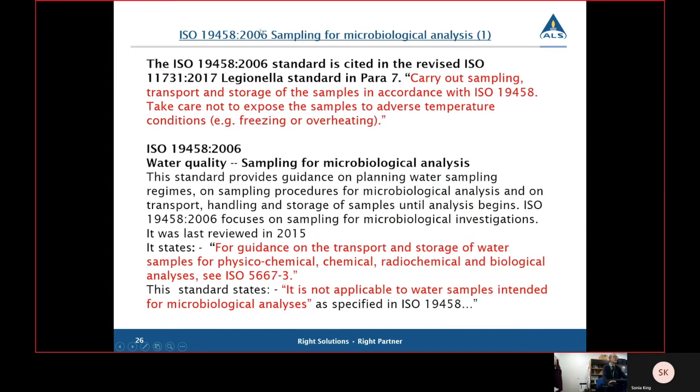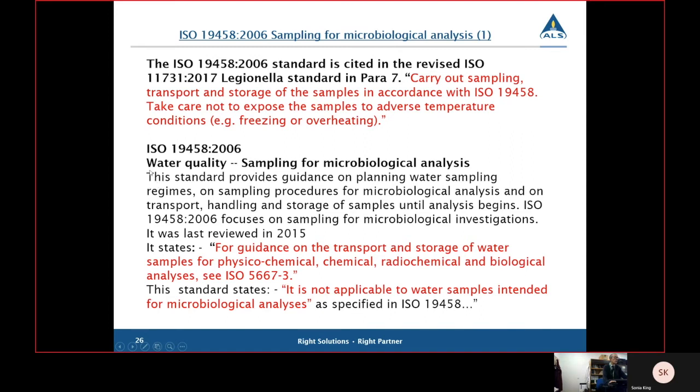So somebody got the idea that EDTA, it complexes copper wonderfully, but it does not like monovalent ions. The ISO, this standard, going on to it. So this ISO standard I just mentioned actually cites that you should use this other standard, the 2006. And it also mentions take care not to expose the samples to adverse temperature, freezing or overheating. So if you read all of this, which is common sense.